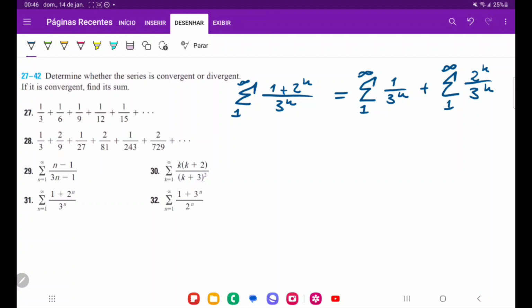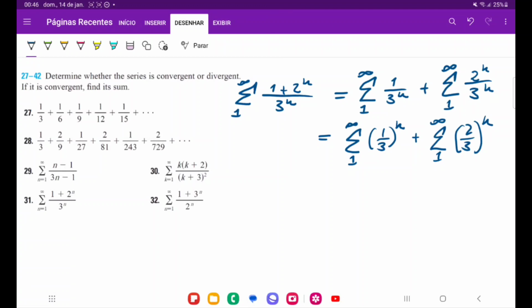So once I'm here, I'm just going to rearrange this. So that's going to be from 1 to infinity, 1 over 3^n. And I just put this 1 to the power of n because that's not going to change, but it makes it easier to visualize the ratio. And then plus, from 1 to infinity, 2 to the power of n over 3 to the power of n. That's the same thing as (2/3) to the power of n. So we can now see that this is a sum of two geometric series.